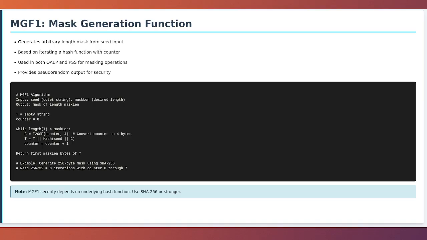output length in bytes. The hash function used is a parameter, typically SHA-256 in modern implementations. MGF1 works by repeatedly hashing the seed concatenated with a counter value, incrementing the counter each time, until enough output bytes have been generated. Here is the detailed algorithm.